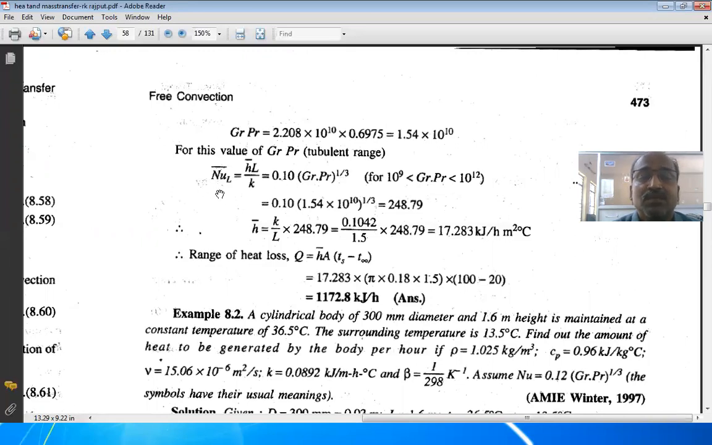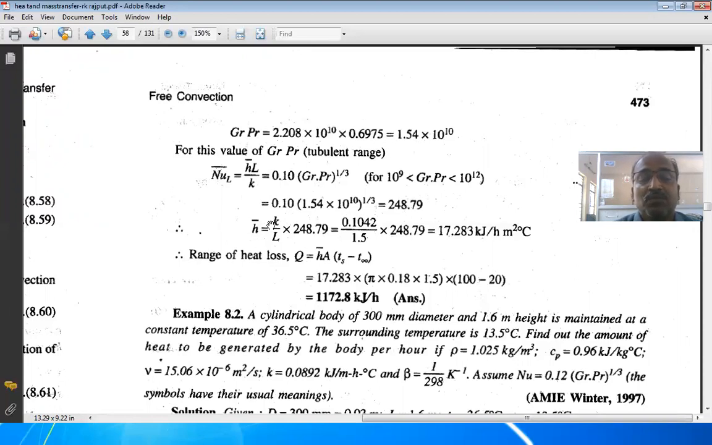What is that? Nusselt's number for the full length, hL by K. It is available in the data book, but it is better to remember it: 0.10 times the product of Grashof's number and Prandtl's number raised to 1 by 3. So 0.10 as it is, and the product of Gr into Pr is 1.54 into 10 raised to 10, raised to 1 by 3. That is 248.75.